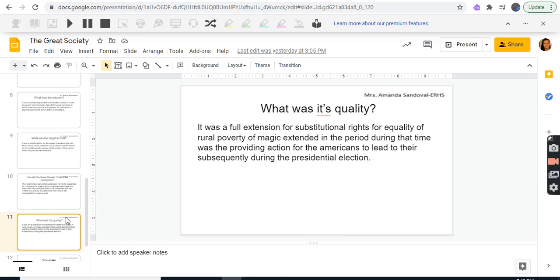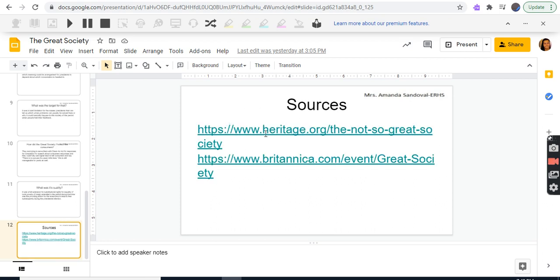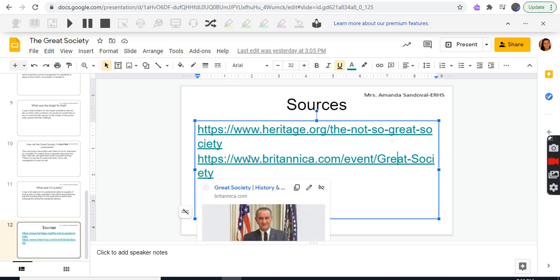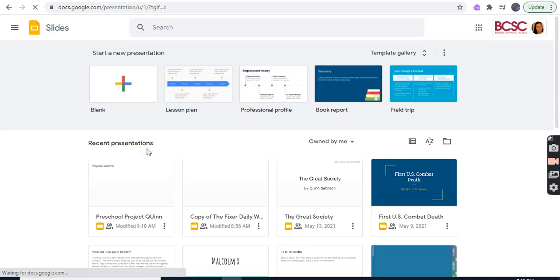A match extended in that period was providing action for Americans to lead to their voting, subsequently during this presidential election. Sources are here: you can click one of those, you can click on this, and you can also click on that too. That's about it for the Great Society.